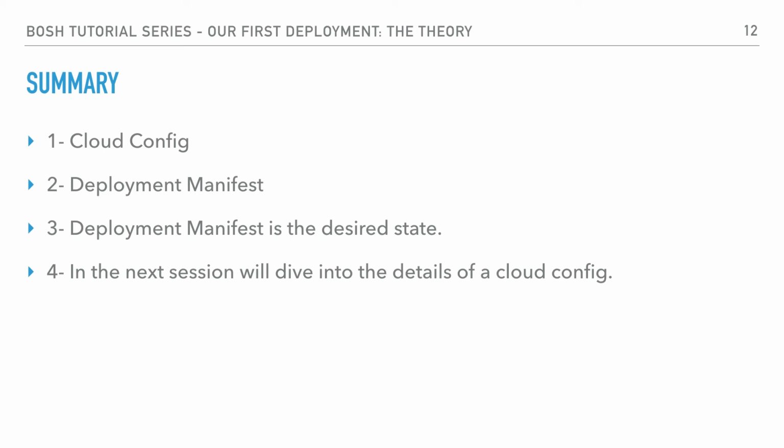So this is a quick summary of what we have, and in the next session we're going to dive into the details of the cloud config, all its properties, most of its properties as much as we can go through, and the sections and what each section means. And in the video after the cloud config video, we're going to talk about the deployment manifest and all its sections, and after that we're going to have a hands-on example about our first deployment through creating a number of VMs through the deployment manifest and cloud config.